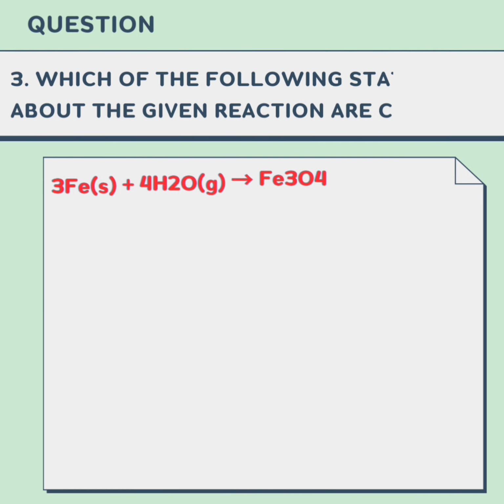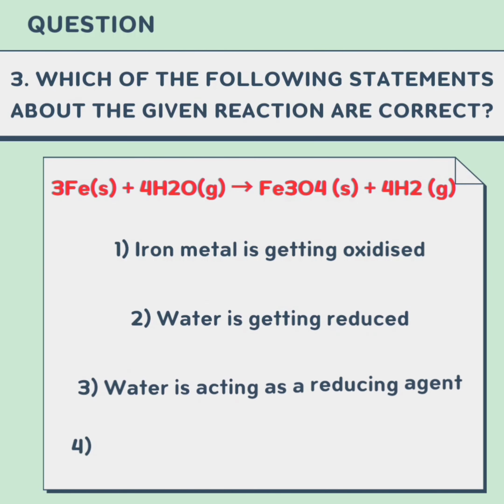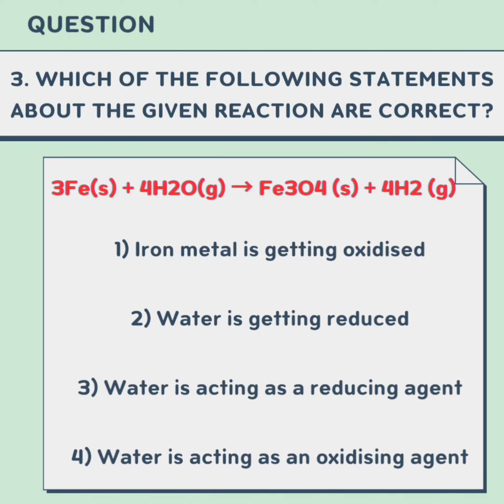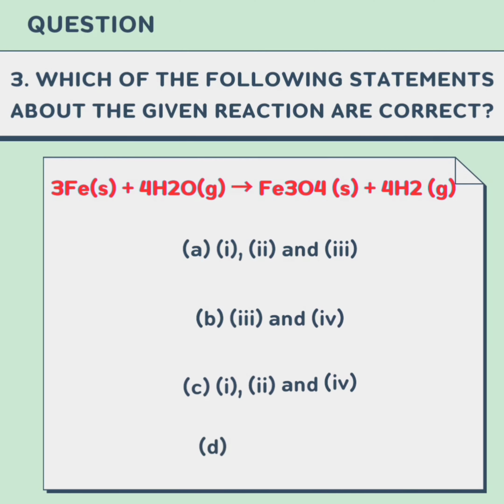3. Which of the following statements about the given reaction are correct? 1. Iron metal is getting oxidized. 2. Water is getting reduced. 3. Water is acting as a reducing agent. 4. Water is acting as an oxidizing agent. A. 1, 2, and 3. B. 3 and 4. C. 1, 2, and 4. D. 2 and 4. Answer is C.